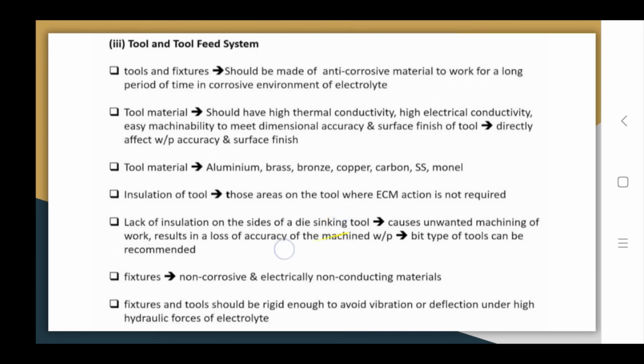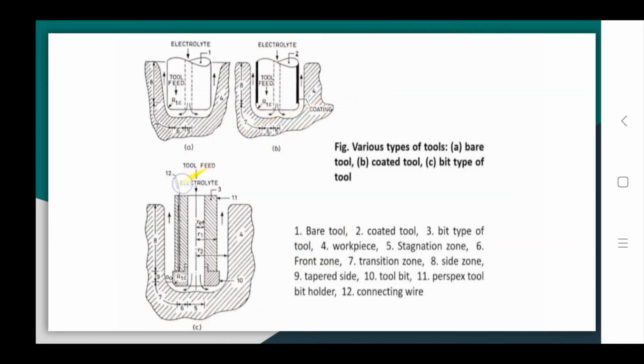Here I have shown some of the types of tools which are used. So you can see the first one is the bare tool, then coated tool, bit type tool. Use of non-corrosive and electrically non-conductive materials for making fixtures is also recommended, and the fixtures and the tools should be rigid enough to avoid vibration or deflection under the high hydraulic forces to which they are subjected. So that care also we have to take.